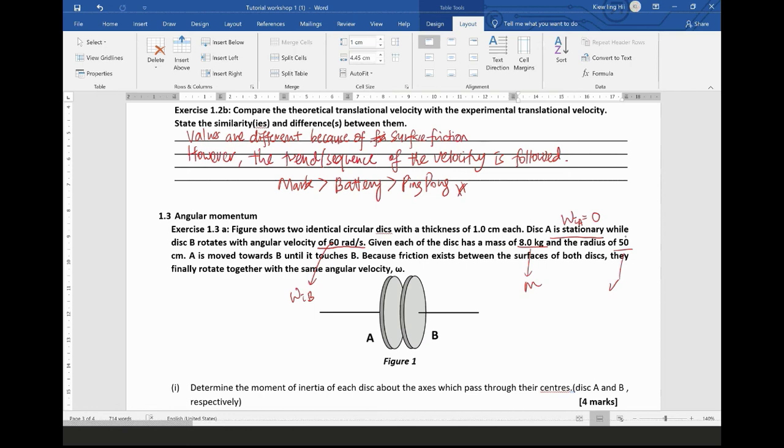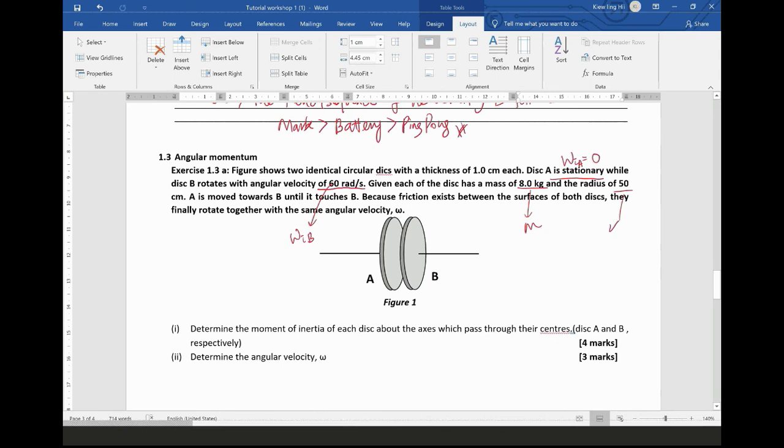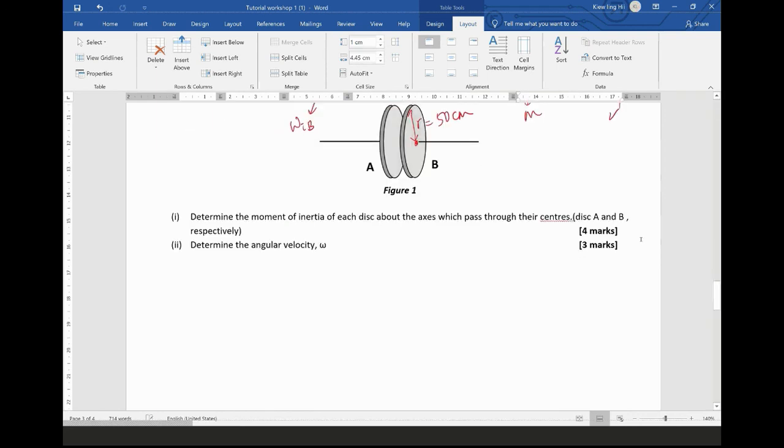So A is not spinning, but it's moving towards B here. Determine the moment of inertia of each about the axis. This is the axis which passes through the center. If this is the axis, then this will be the radius, which is equal to 50 centimeters. So you have to determine what is the moment of inertia.